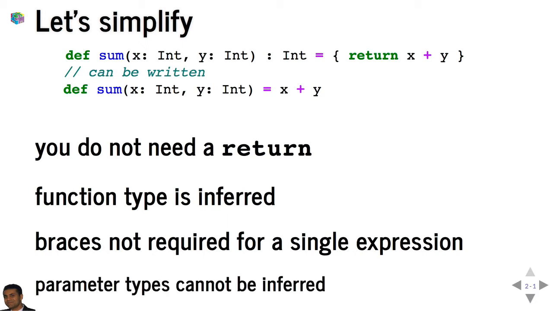Note we do need to specify the type of the parameters. Type inference cannot decide the types of the parameters you want. It is your decision what the function needs to receive as input.